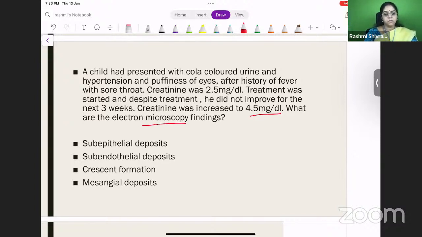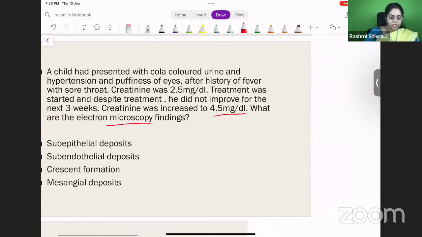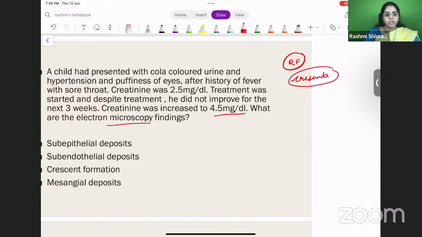So as soon as we see this question, what do we think? The patient is having a renal failure, which is acute onset. So the patient could be having crescent formation. So let me tell you. The patient is having a fever and sore throat, followed by that he is developing these renal manifestations.